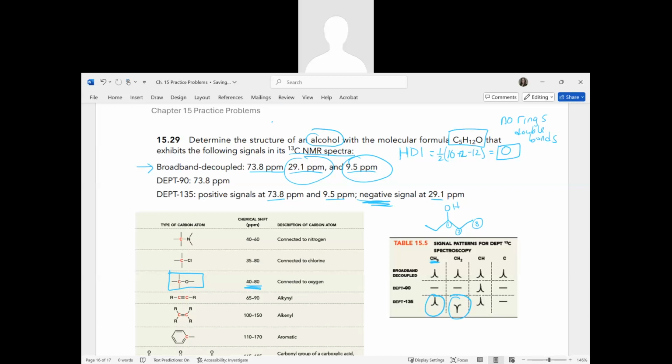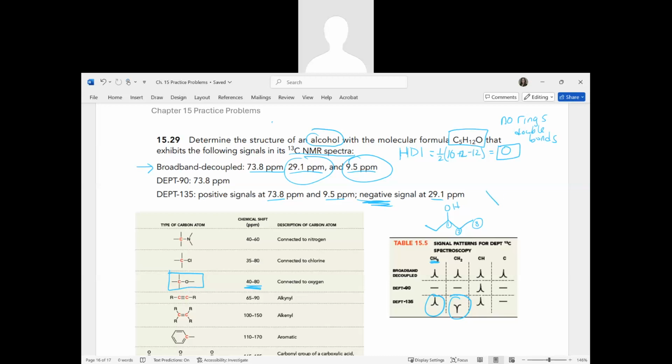So again, this structure that we proposed would align with all of these signals that we see between our broadband decoupled spectrum, our DEPT 90, and our DEPT 135. So let's draw our final structure. In conclusion, this would be our alcohol.